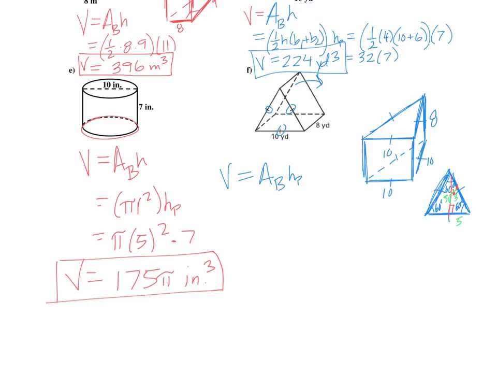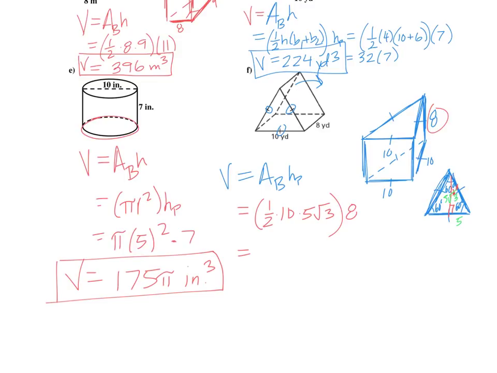So for the area of the base, it's going to be half. What's the base of the triangle? It's 10. Be careful with that. And then the height is 5 square root of 3. We just solved for that. And what's the height of the prism? It is 8.